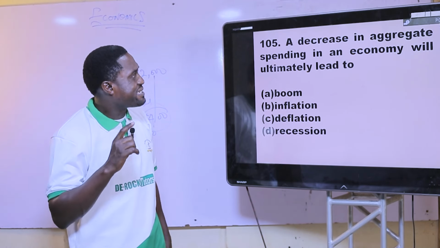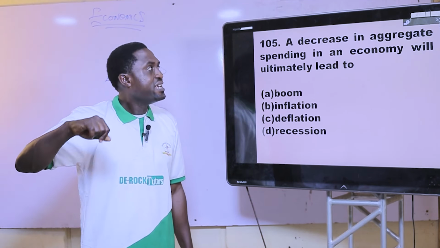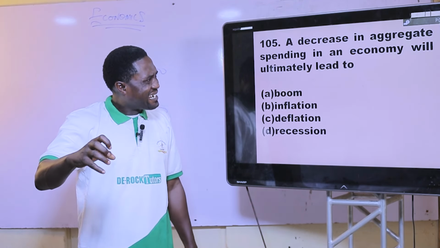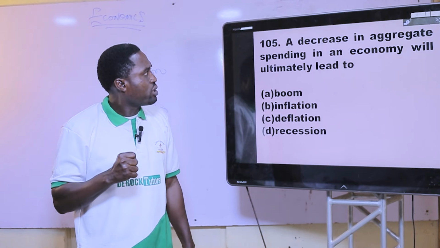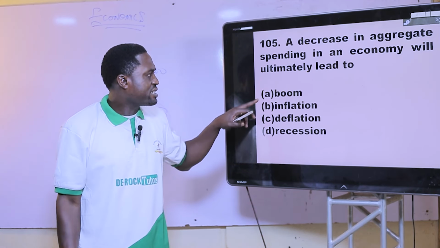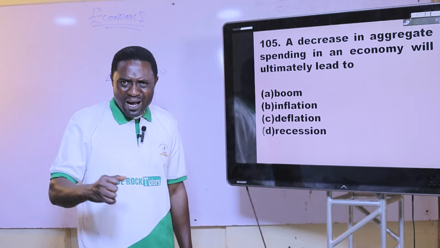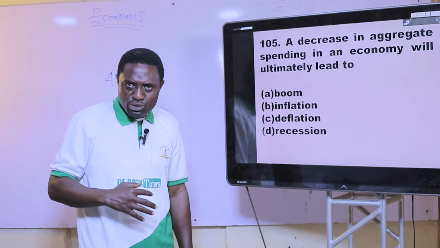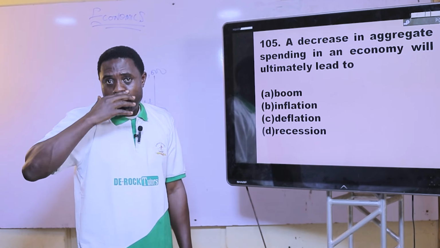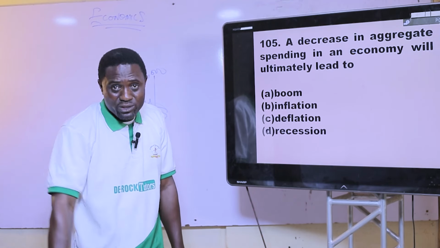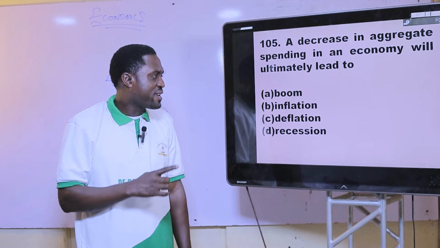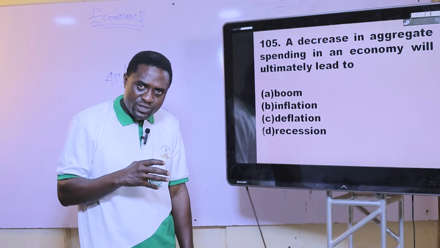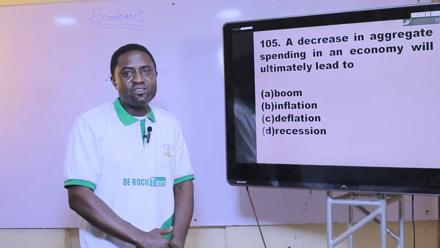A decrease in aggregate spending in an economy will ultimately lead to what? A decrease in aggregate spending will ultimately lead to what? It cannot lead to boom because the purchasing power has reduced. It cannot lead to inflation because the purchasing power has reduced. It is when there is much money chasing goods and services that there can be inflation. You understand? So this is not inflation. It will lead to deflation because the money has reduced practically. But ultimately, it will end in recession.